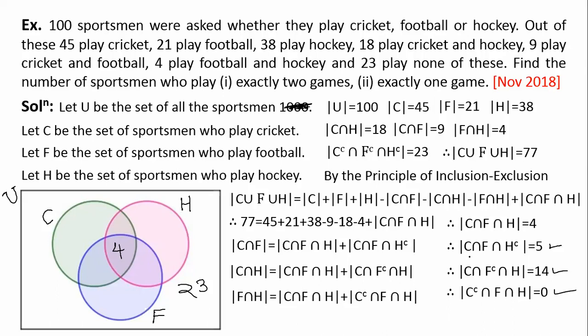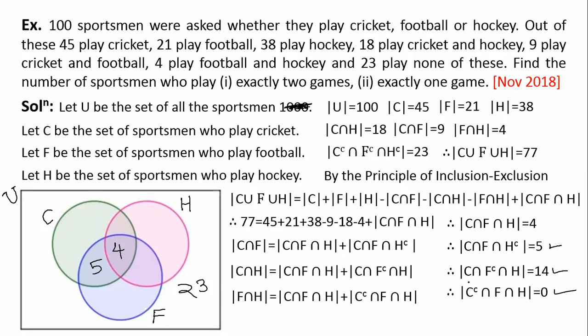Cardinality of C intersection F intersection H complement is equal to 5. So C intersected with F and intersected with H complement. So this is 5. So 5 people are playing cricket and football, but not hockey as such.